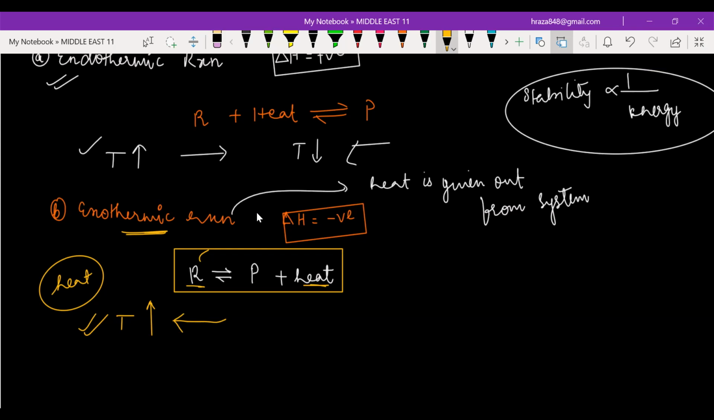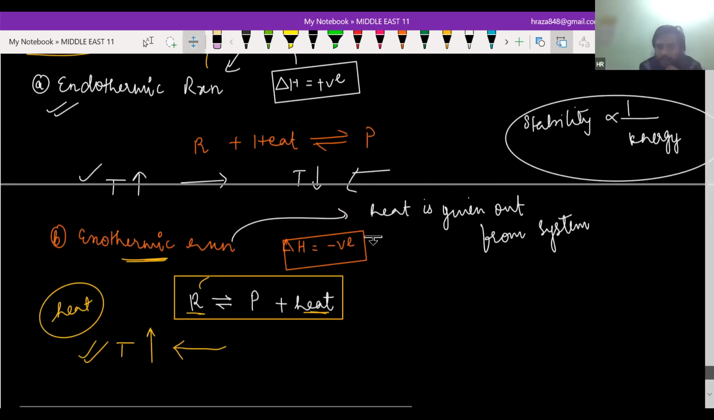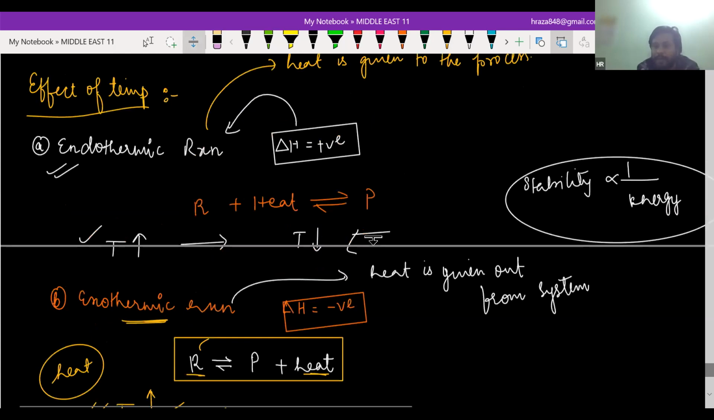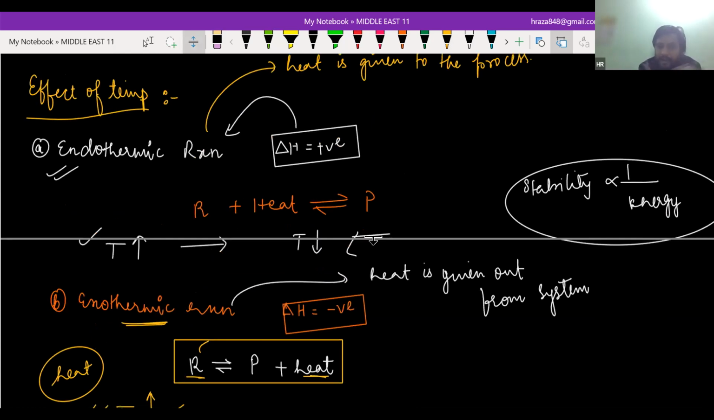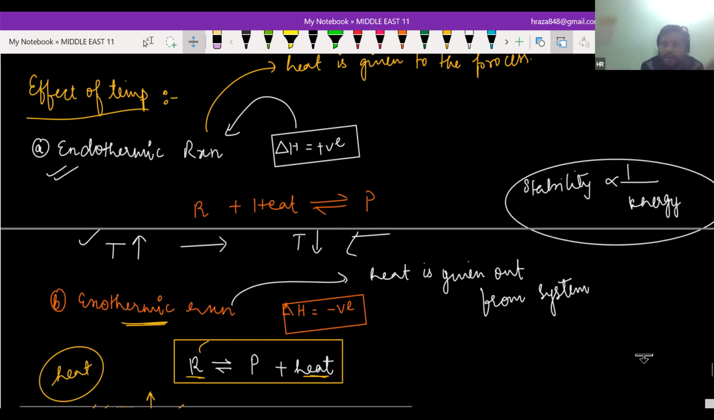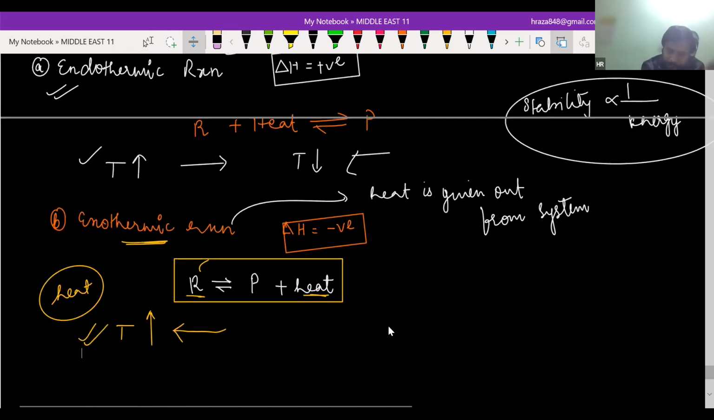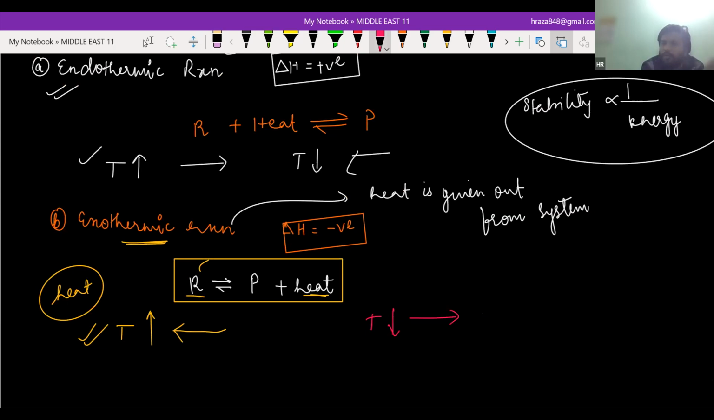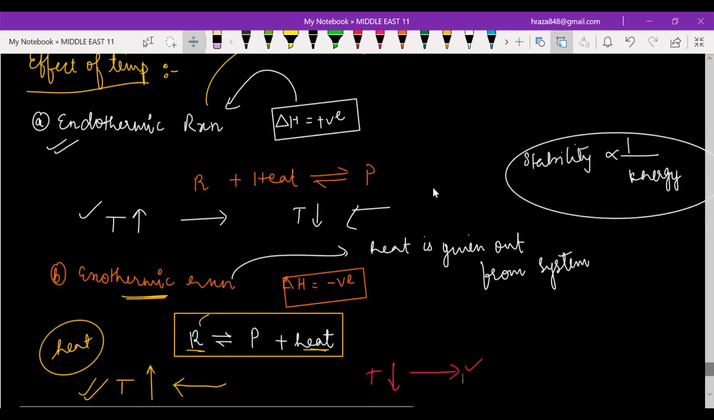So always try to understand it. In an endothermic reaction, it requires heat, so if you increase the temperature, that is favorable and it will move from the reactant to the product side. In an exothermic process, it doesn't require any heat, and if you increase the temperature, it will bounce back, that means product to reactant. And if you decrease the temperature, it will move in the forward direction. Is this clear, everyone? Just write it down and let me know if you have any doubt regarding this.